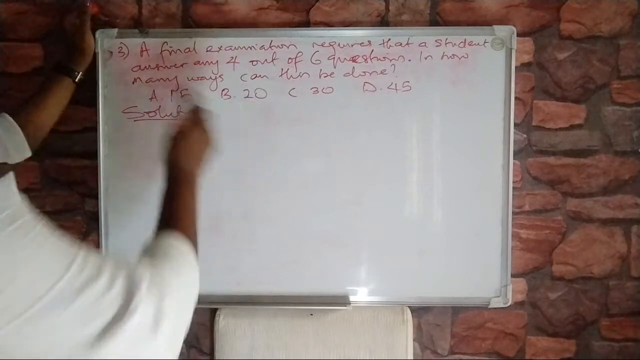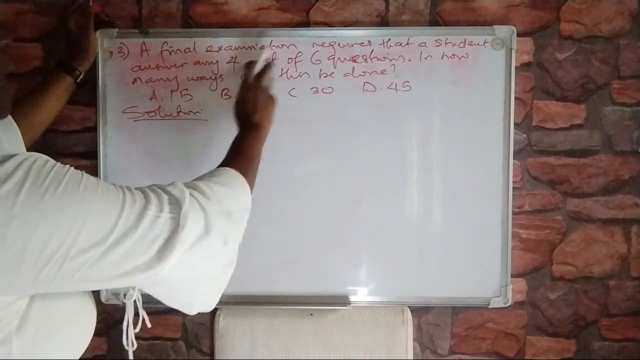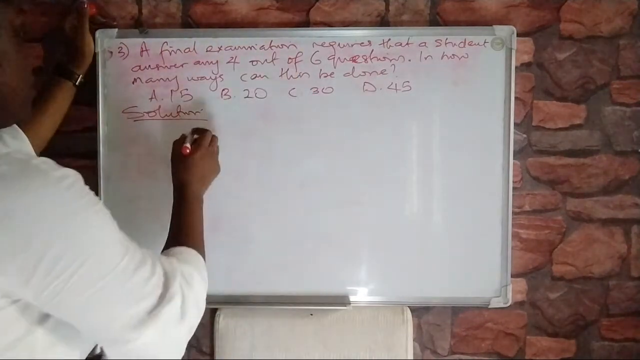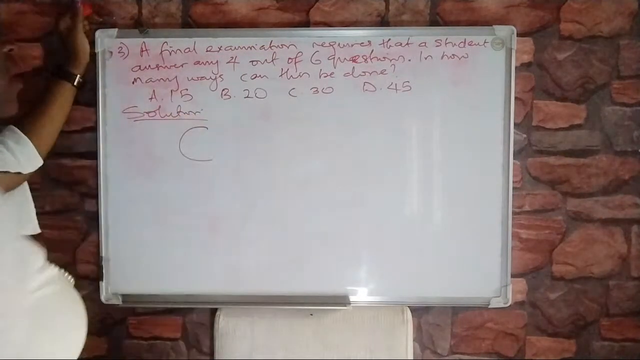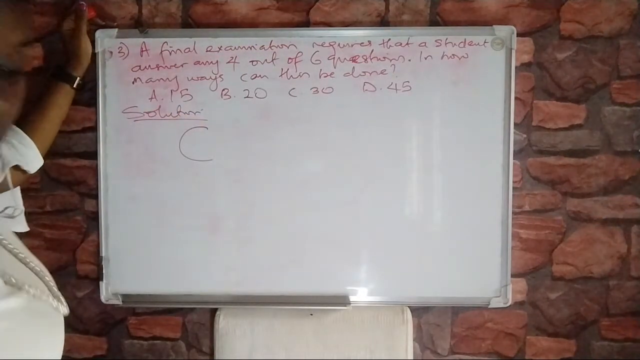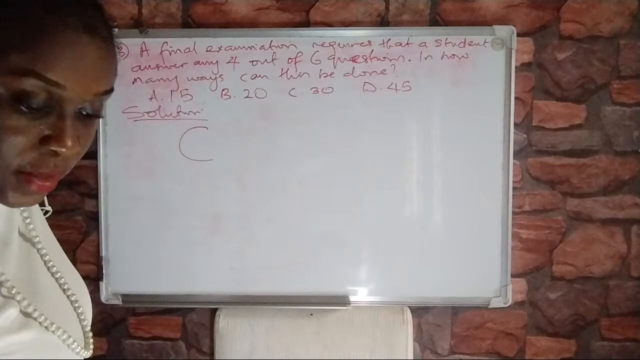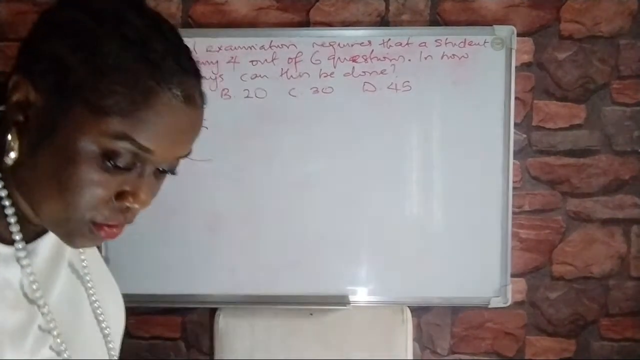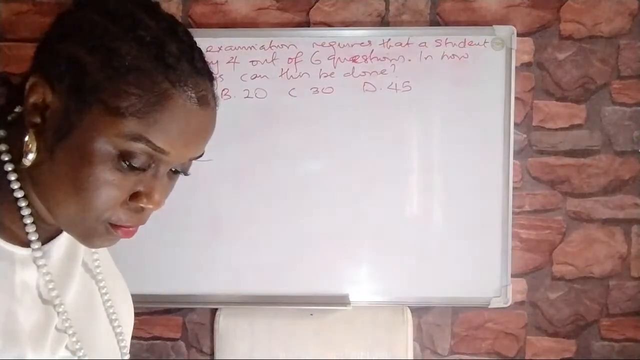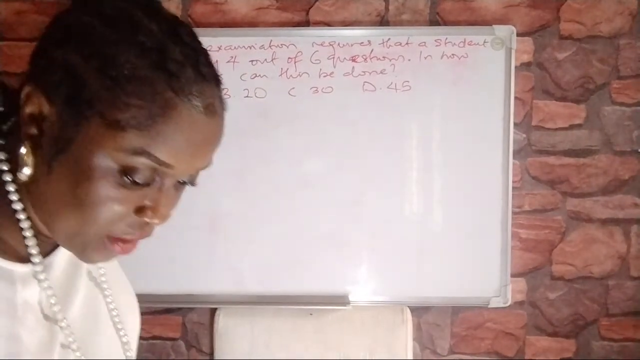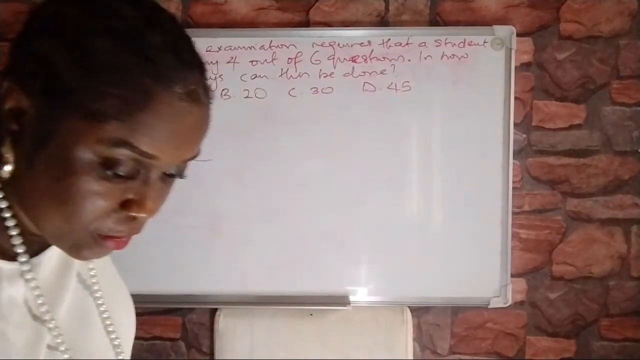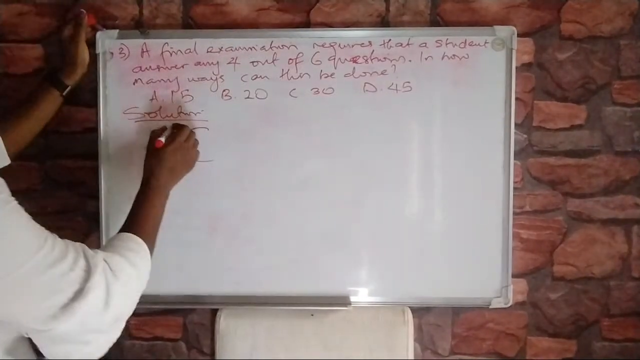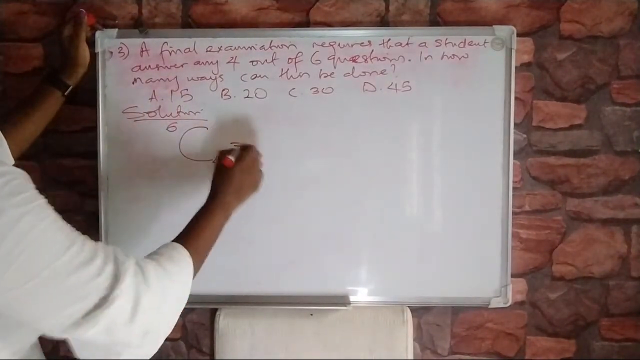The exam requires that the student answer any 4 out of 6 questions, right? So the total number of questions is 6, but we're required to answer only 4 questions. How many ways can this be done? So we write our 6 here and our 4 here, okay?